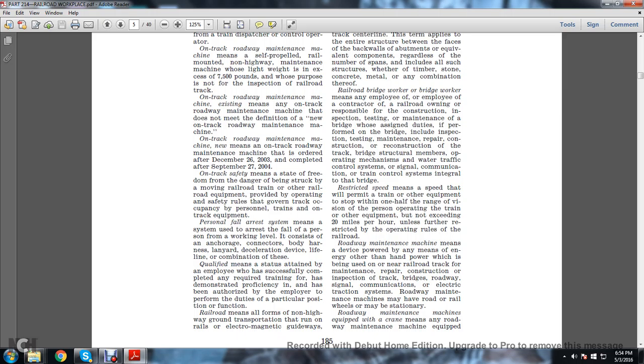Restricted speed means a speed that will permit the train or other equipment to stop within one half of the range of vision of the person operating the train or other equipment, but not exceeding 20 miles per hour, unless further restricted by the operating rules of the railroad.